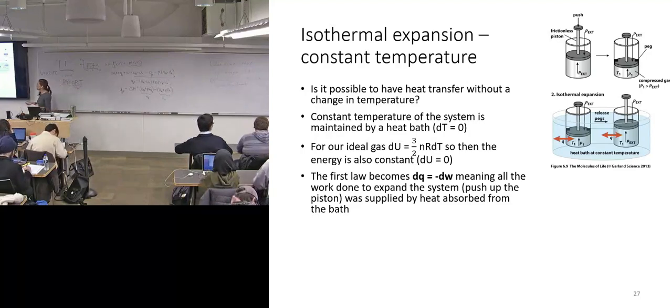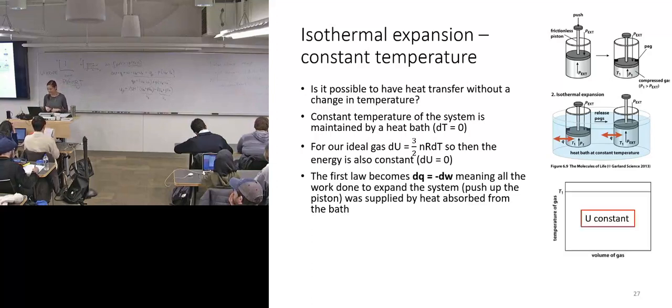Basically what this means is that all of the work done to expand the system or push up the piston was supplied by the heat. All the heat flowing in went to moving the piston, and none of it went to changing temperature. Okay? And that's how you can have heat flow where there's no change in temperature as a result of the heat flow. Okay? Instead, it all went to work. U stays constant.